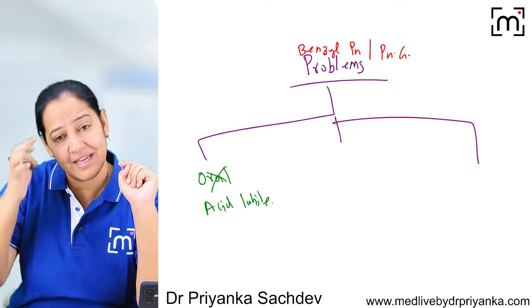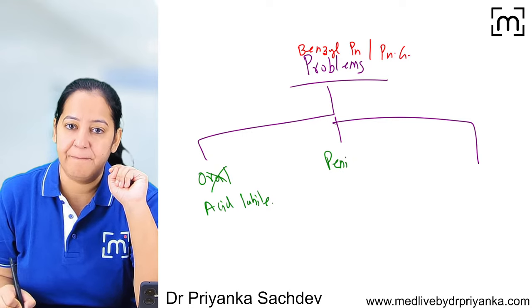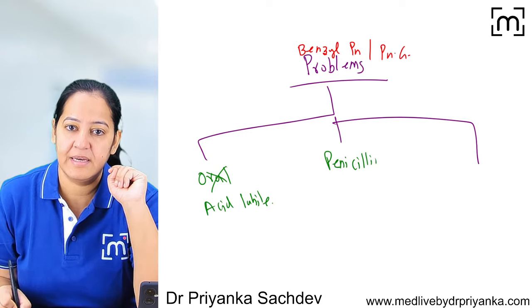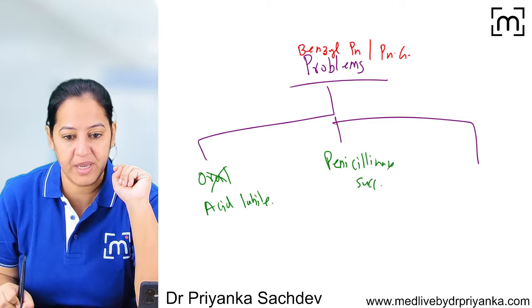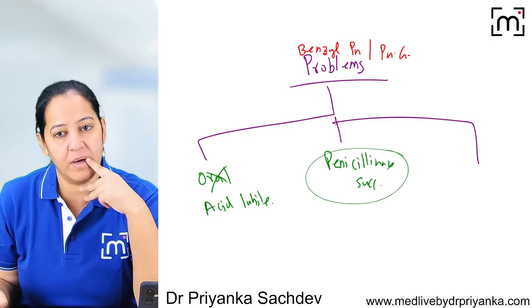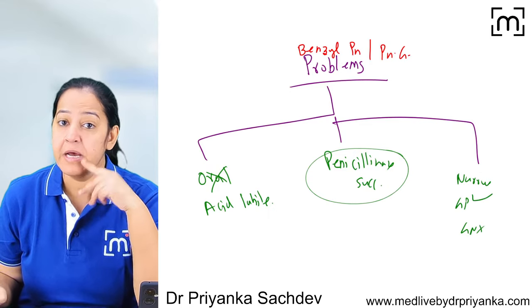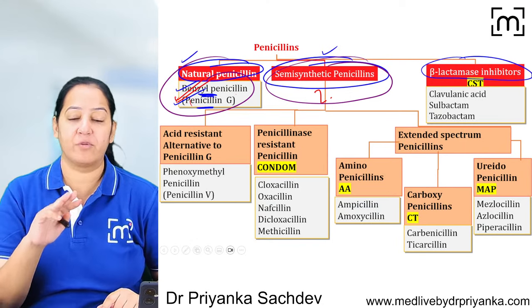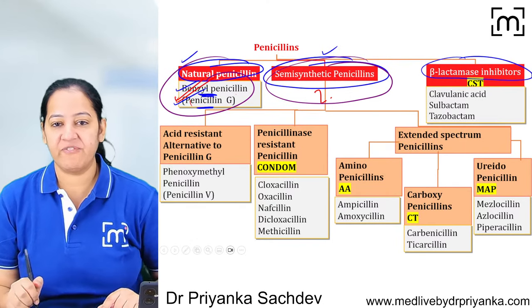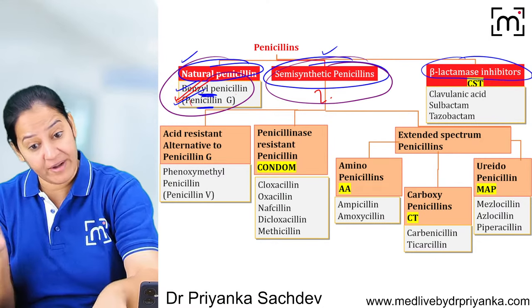The second problem, the penicillinase enzyme is already there in the bacteria. So all the bacteria already have penicillinase for this one. And the third one, it has a narrow spectrum. It kills only gram positive, it does not kill gram negative. So because of these three problems, we have to synthesize the artificial one. We have synthesized three categories of artificial, one for each shortcoming.